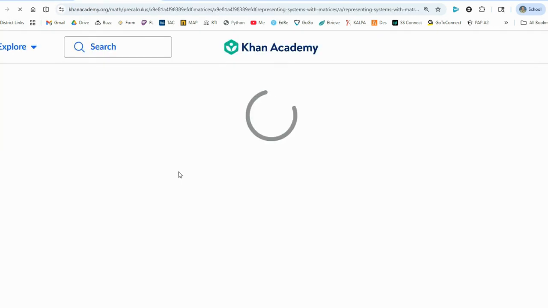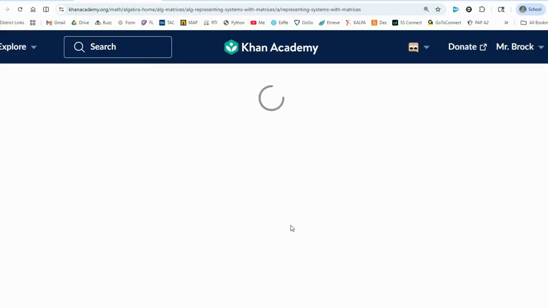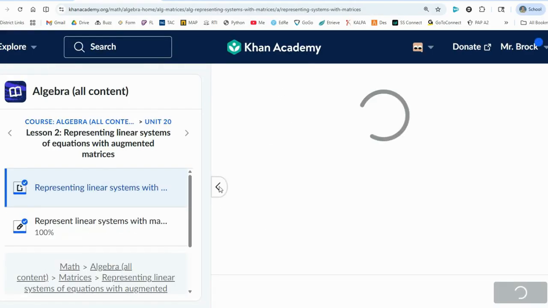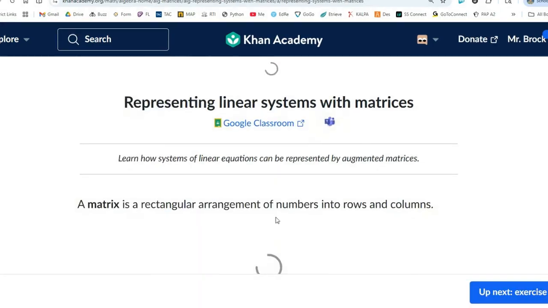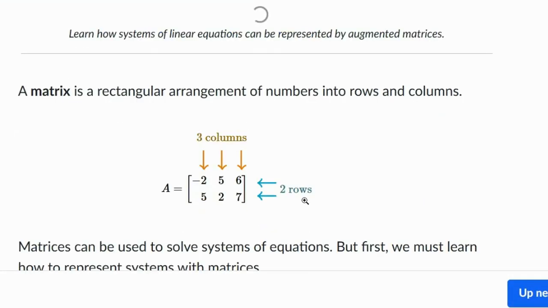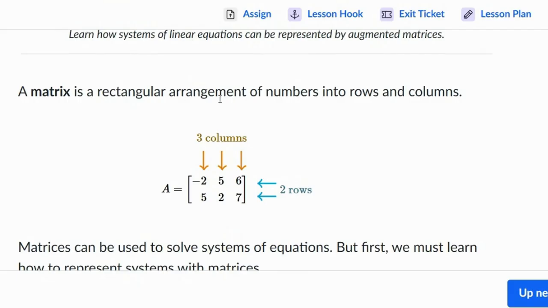Click Khan Academy. Here's the lesson. I'll close this little menu bar on the side. It always reminds us at the first: a matrix is a rectangular arrangement of numbers in rows and columns. This is a 2x3.